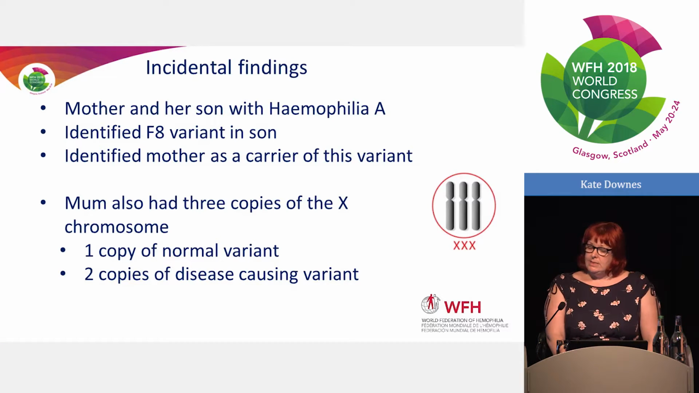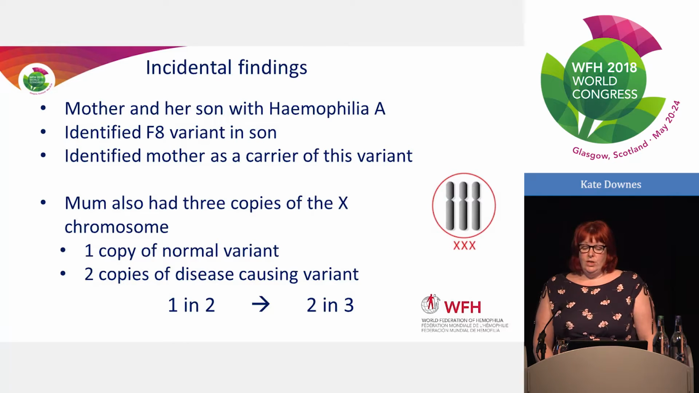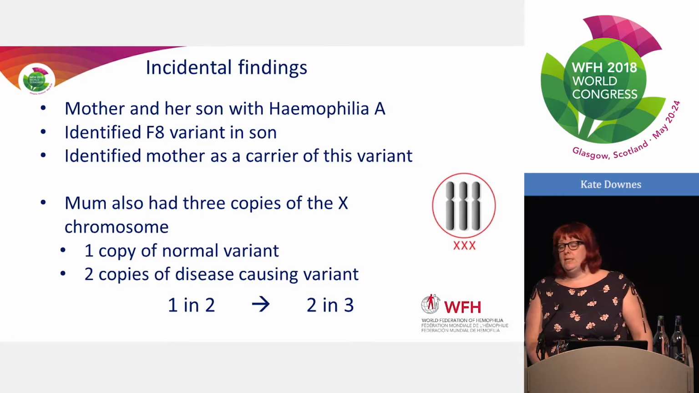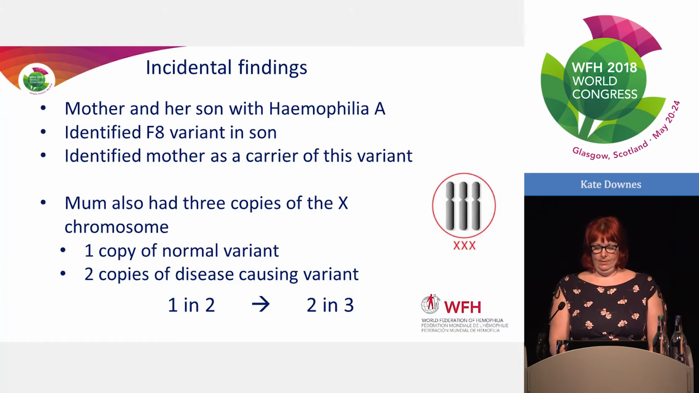So by understanding this, we were able to feed back that she didn't have a 50%, a 1 in 2 chance of passing the disease variant onto her other children. She had a 2 in 3 chance. So this is where one of these incidental findings really matters. And this wouldn't have been picked up by old traditional PCR and Sanger sequencing techniques. So I think that's an advantage for whole genome sequencing. But we have to think very carefully of how we deal with these.